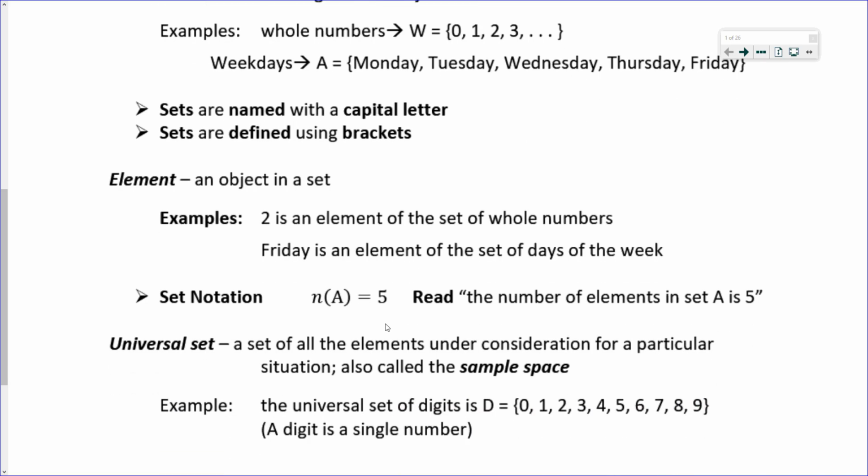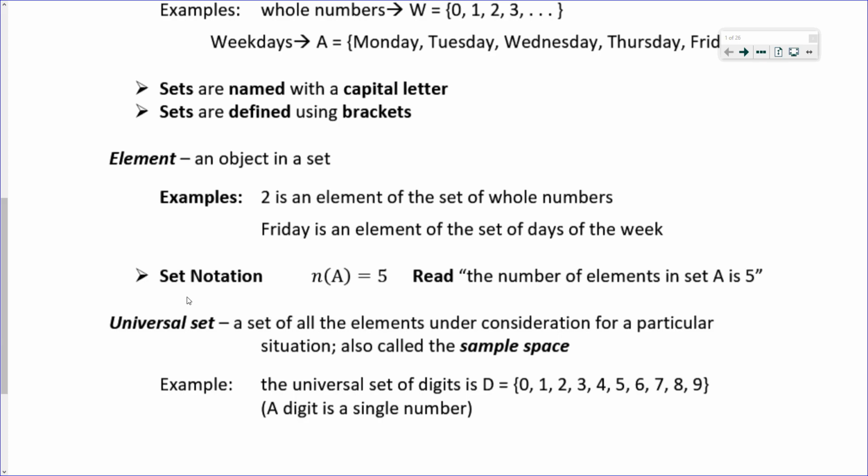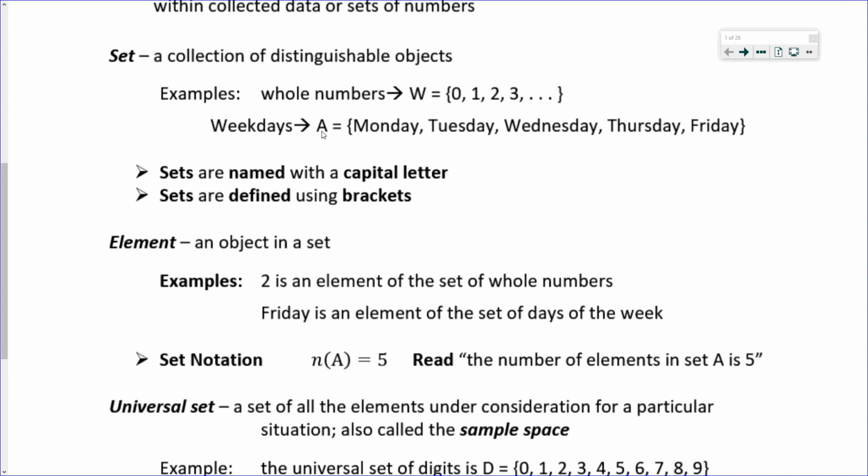When we're talking about set notation, we can say n for the number of, and then whatever set you're talking about. So n(A) in this case is 5. How we read that is the number of elements in set A is 5. So when we're talking about the number of, we're talking about each individual element. Like when we're talking about this set A, there's 1, 2, 3, 4, 5.